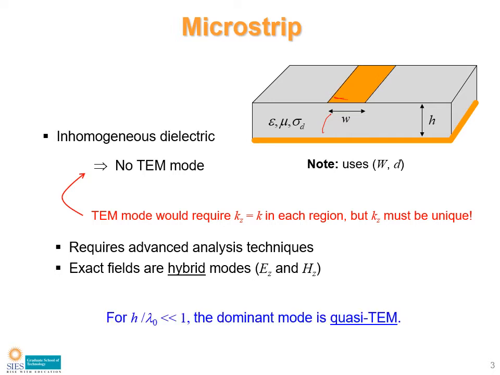Now see, for h divided by lambda naught very much less than 1, the dominant mode in this microstrip line is a quasi-TEM mode. Whenever we are using a dielectric material, the height of this dielectric material, h, we always choose to be very much less than lambda naught. What is lambda naught? Lambda naught is the free space wavelength. To have a planar structure, we always choose the height of the dielectric material to be very, very small, much smaller than lambda naught.